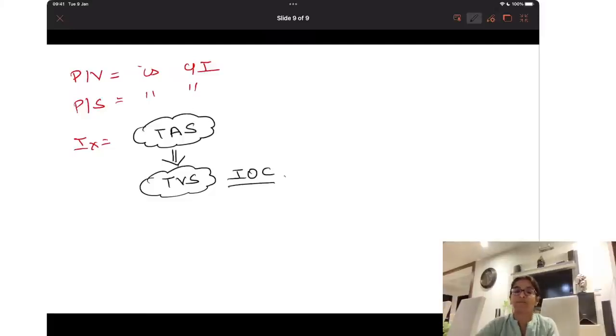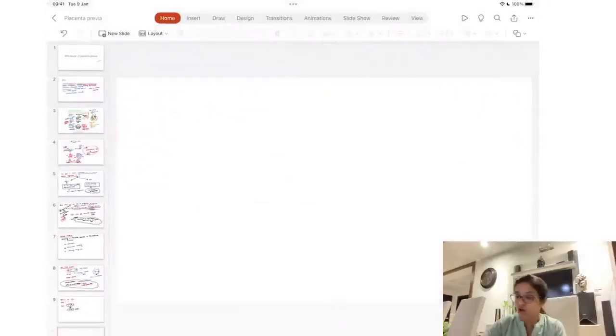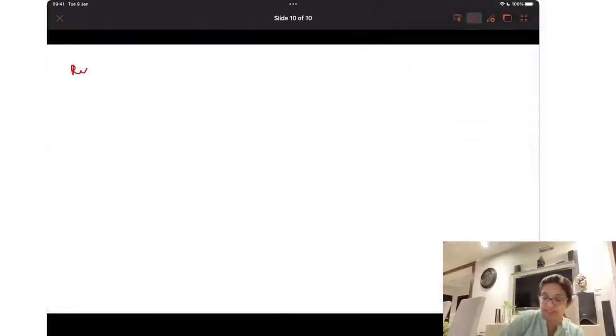Management of placenta previa, the Chota Packet class will happen tomorrow and I will deal with you the management of placenta previa. But placenta previa and abruptio are very, very important. Another thing which is very important in case of placenta previa is the risk factors for placenta previa.